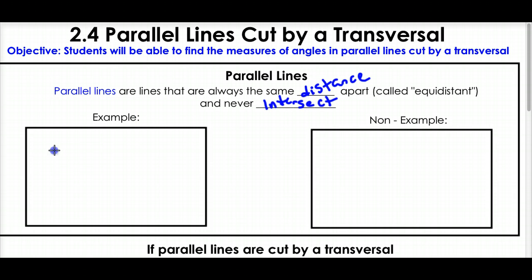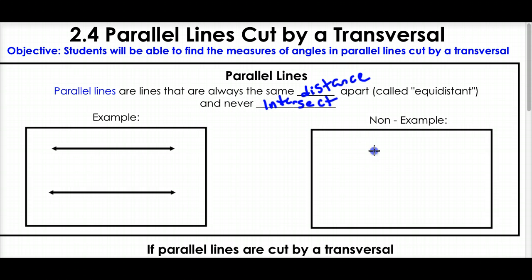So what would that look like? Well, it would probably look something like this. You got this one. Nope, let's make it nice and straight. You got this guy. Look how straight and beautiful that is. And this guy, right? And look at these two lines. They're always the same distance apart, and if they go on forever and ever, they'll never intersect.